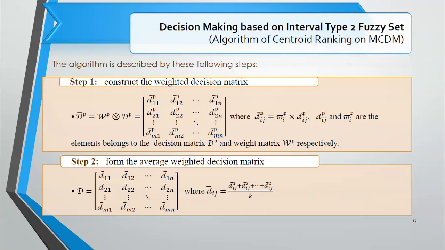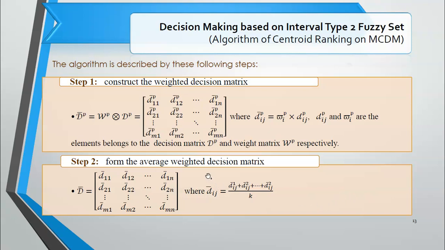Now we will go through the algorithm of centroid ranking to solve MCDM problems. Here we assume n number of alternatives, m number of attributes and k number of decision makers. The algorithm is described by the following steps. First of all, we construct the weighted decision matrix for the pth decision maker from the decision matrix and weighted matrix.